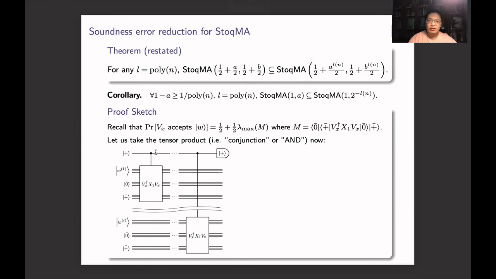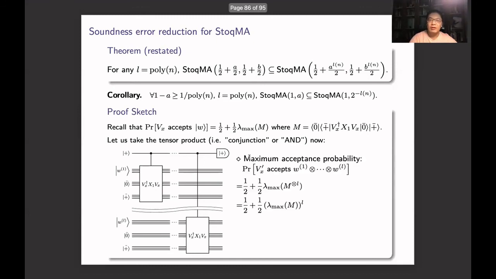Notice that it's using a control qubit, so we can just do the parallel repetition, and for each run of the verifier, let them share the same control. So in the analysis, we just take the tensor product, or you can think about it as a conjunction, or AND. So for this new verifier, Vx prime, the maximum acceptance probability that Vx prime accepts W1 tensor through WL is equal to half plus half times the largest eigenvalue of M to the L. So we are done for the yes instance.